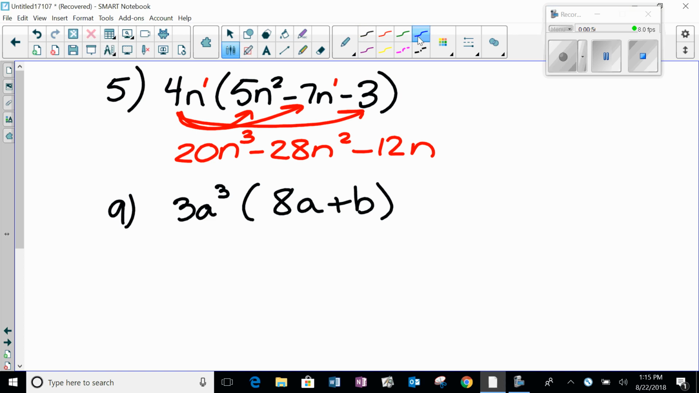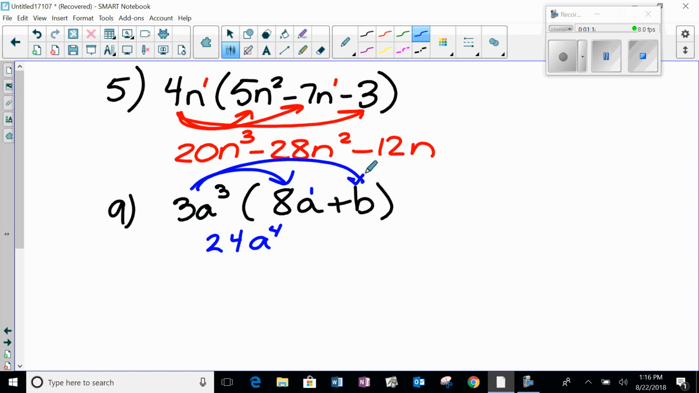For the second problem, we have 3a cubed times 8a plus b. So we are going to distribute 3a cubed times 8a. So 3 times 8 is 24. And we're going to add our exponents for a because they're the same variable. So that's a to the 4th. Now I'm going to distribute the 3a cubed times b. And that's going to give me 3, but those variables are not the same. So you just write both of them side by side. So we're going to have a cubed b.